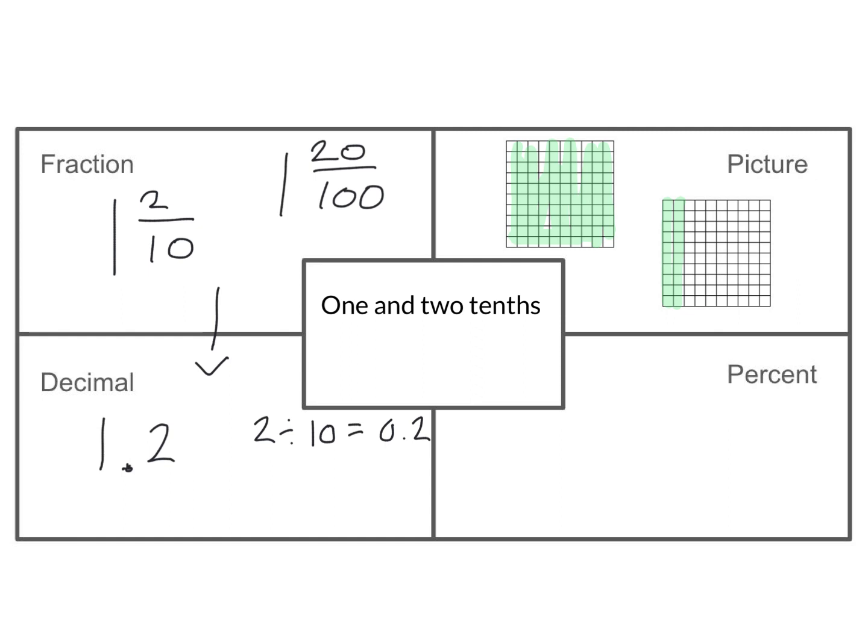And then finally, as a percent, I know that one of my whole blocks is going to be 100%, and then I have 20 out of 100. So I'm going to have 120% because I have 120 of my little 100 blocks shaded in my picture. Another way I can think about this is that when I'm going from a decimal to a percent, I am multiplying by 100. So 1.2 times 100 equals 120%.